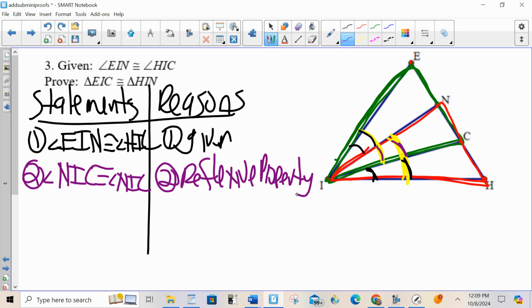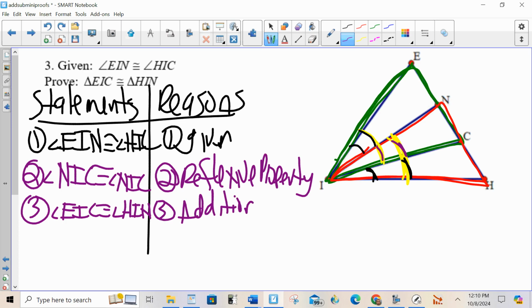And now, if I add those together, I get what I want, which is the yellows. I get angle EIC is congruent to angle HIN. And that's addition property, because I added those middle pieces. And I need to see the addition. And basically, to see the addition, I'm literally just adding this and this.